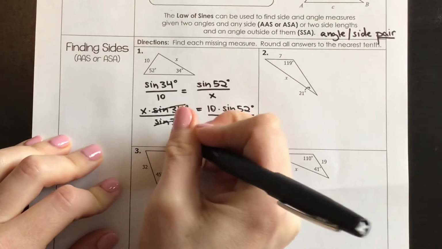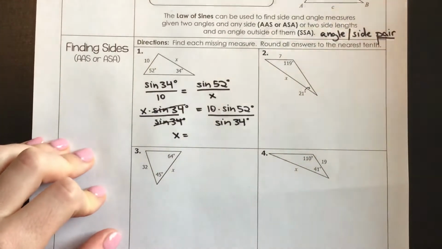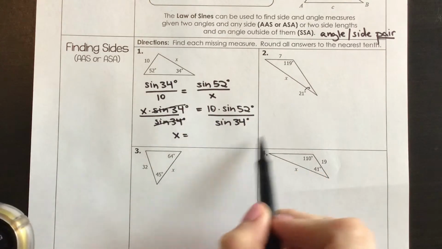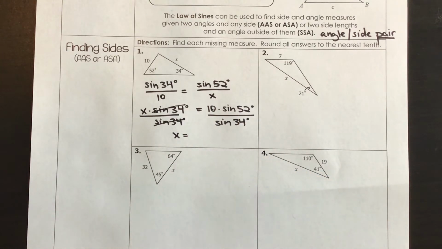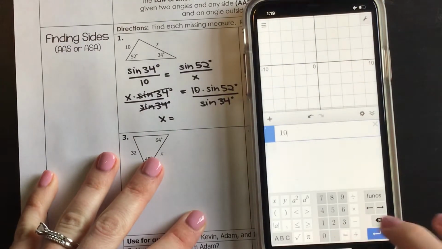So people make mistakes in reducing. They think that they can like cancel out the word sine, which you can't. They think that they can reduce down the 10 and 50, or the 10 and 34, the 52 and 34. You can't do any of that. You just want to plug this in exactly the way it's written. Otherwise, we could make a mistake. So we are plugging in 10 times.